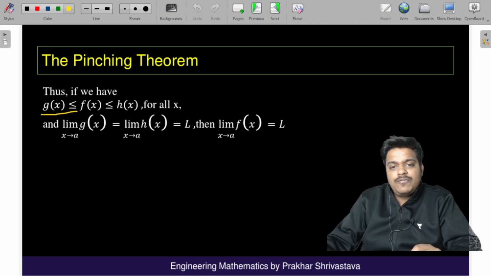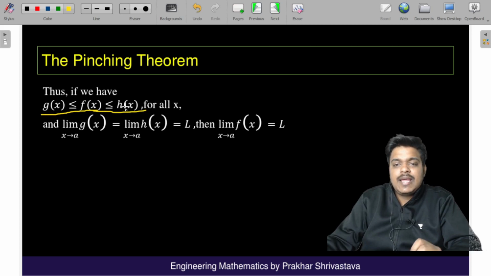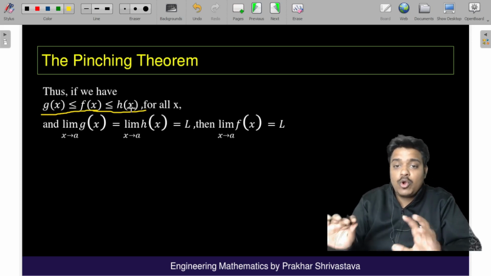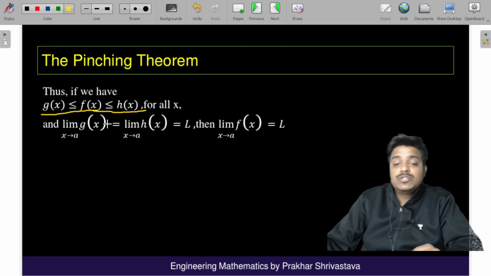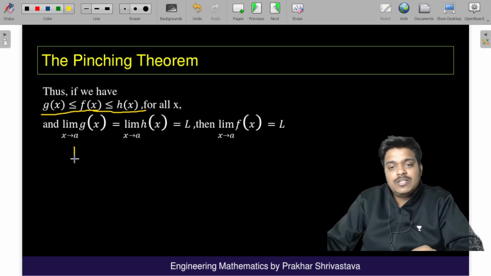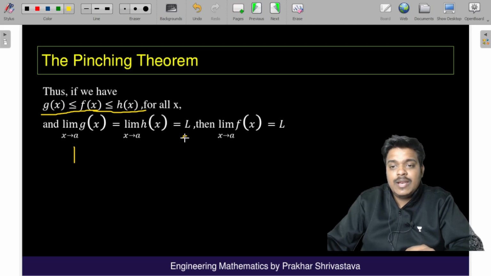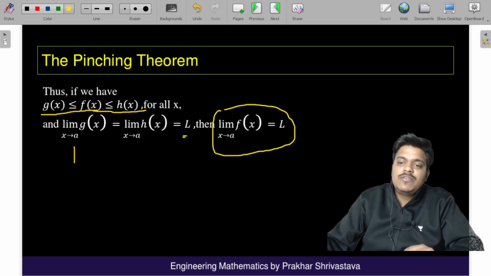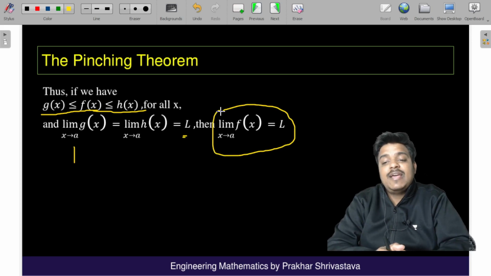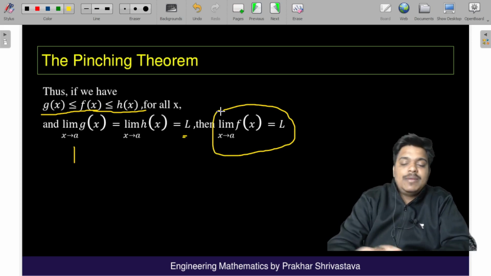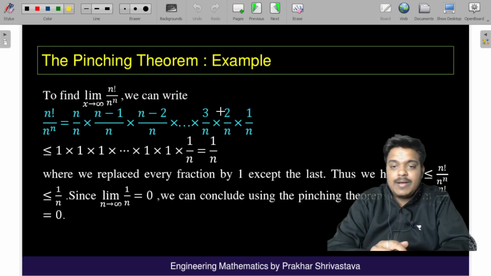If f of x is less than or equal to g of x, and g of x is less than or equal to h of x for all x, and we know that limit f of x as x tends to a is equal to limit of h of x as x tends to a is equal to L, then the value of the function g of x will also be equal to L as x tends to a. For example, हम एक question करके देखते हैं इसका, ठीक है?